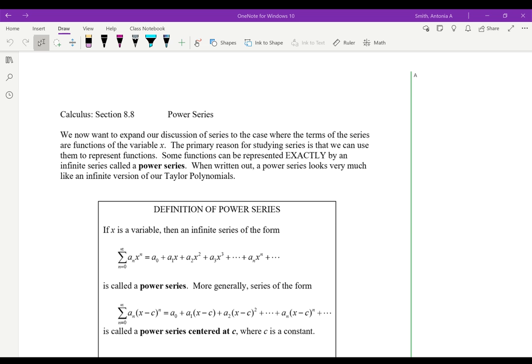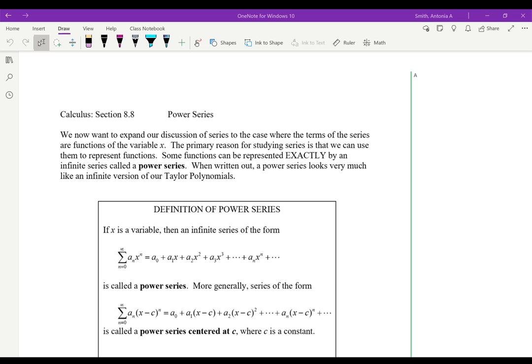We want to expand our discussion of series to the case where the terms of the series are functions of the variable x. The primary reason for studying series is that we can use them to represent functions. Some functions can be represented exactly by an infinite series, which we would call a power series. When written out, a power series looks very much like an infinite version of our Taylor polynomials.